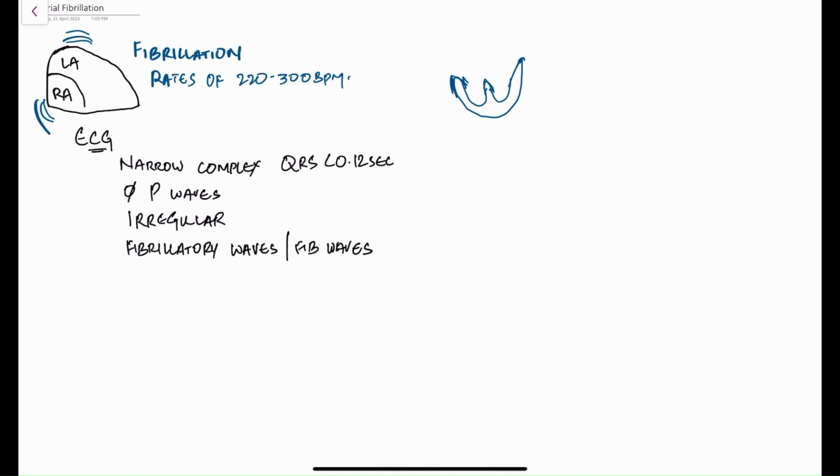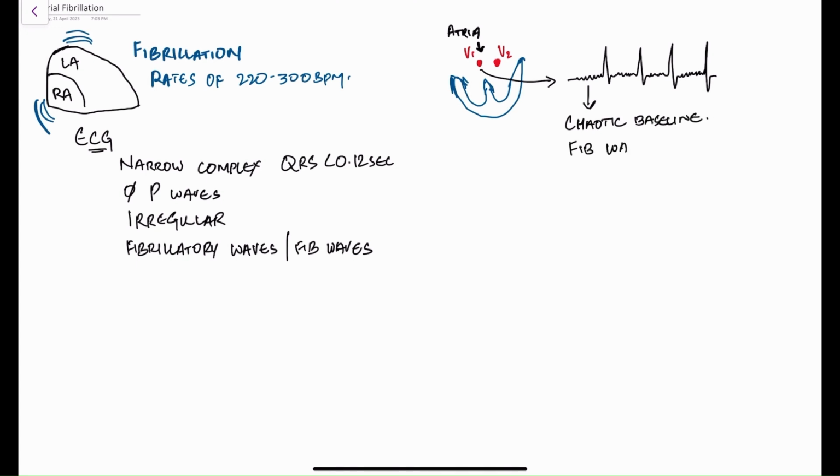So let's draw a heart again. We've got lead V1 over here and V2 over there. We can see that lead V1 is closest to the atria, and hence it is able to detect the fine oscillations or the fibrillation of the atria as well. And hence you see a chaotic baseline in lead V1, which shows us the fib waves.